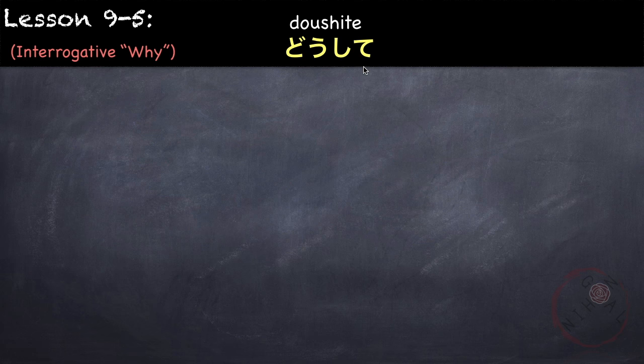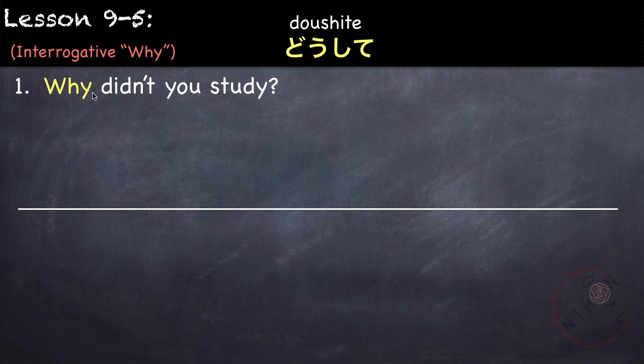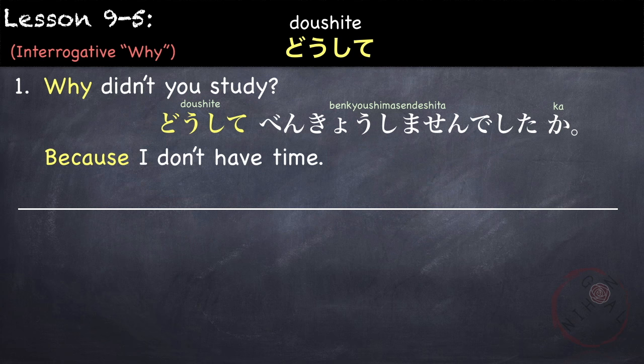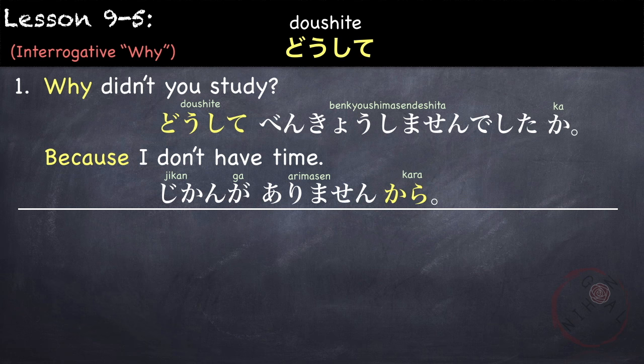And lastly, how to ask the question why or the interrogative why, which is どうして? For example, why didn't you study? どうして勉強しませんでしたか? Because I don't have time. I don't have time is 時間がありません and then から. So to answer the question どうして, we need to put から at the end of our reason. 時間がありませんから。Because I don't have time.